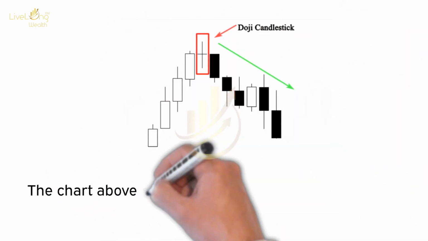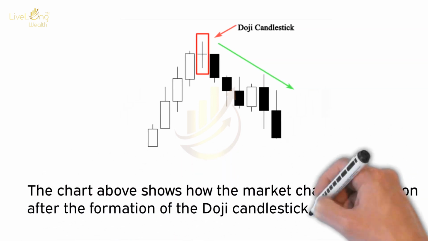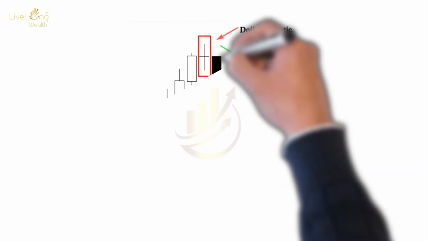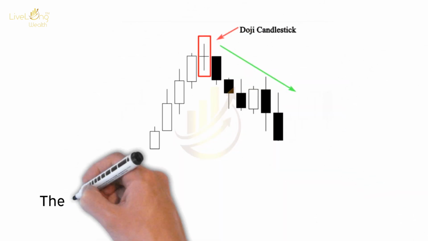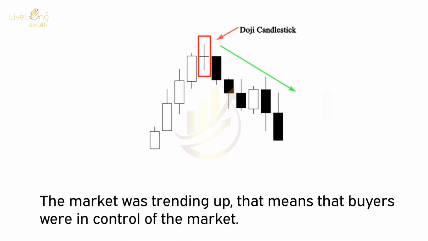The chart above shows how the market changed direction after the formation of the doji candlestick. The market was trending up, which means that buyers were in control of the market.